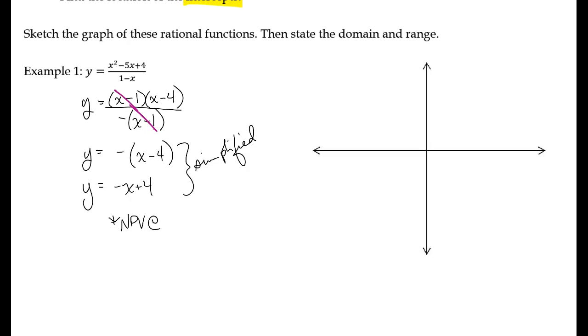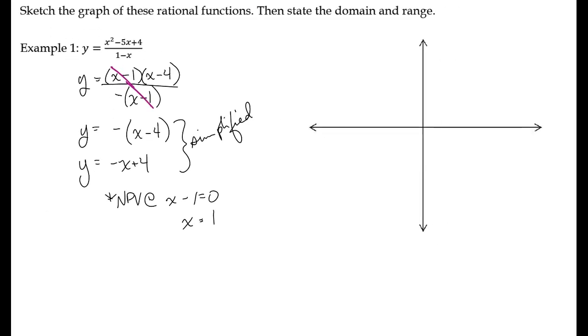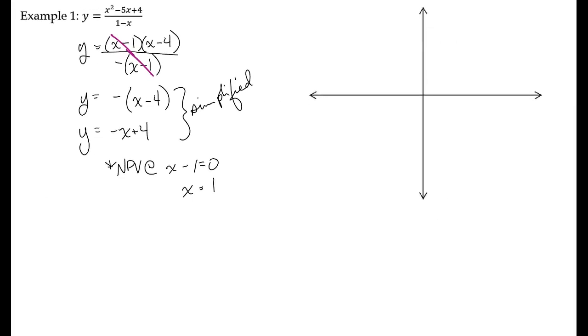So that is when x minus 1 equals 0. So x equals, sorry, not 0. Getting all excited about nothing. 1. So that is going to be my non-permissible value, or x cannot be 1. But what I need to note here is because it's canceled, it's going to be a hole, not an asymptote.